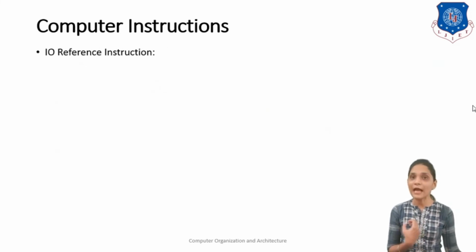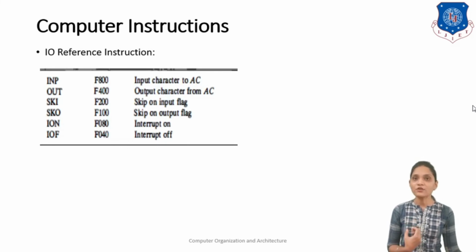Next we will see the IO reference instruction. For IO reference instruction we have a total of 6 instructions. These are INP, OUT, SKI, SKO, ION and IOF. For the INP instruction, your input character is read from your input device and stored in the accumulator. For this OUT instruction, your character from the accumulator is stored into the output register.